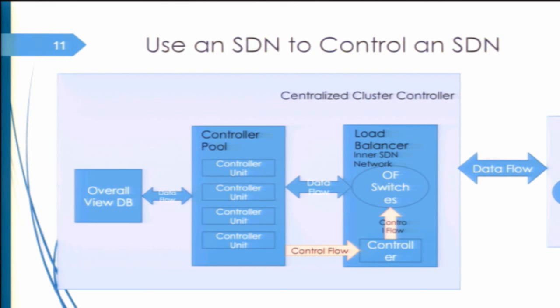So with this design, the scalability can be achieved with the recursive design. That is, if the load becomes very high, we can recursively design the load balancer as an SDN network. If the load on the load balancer is also high, we can use another inner SDN network to achieve this scalability.